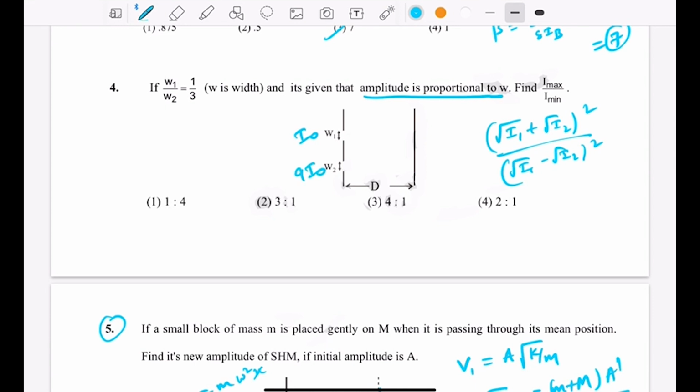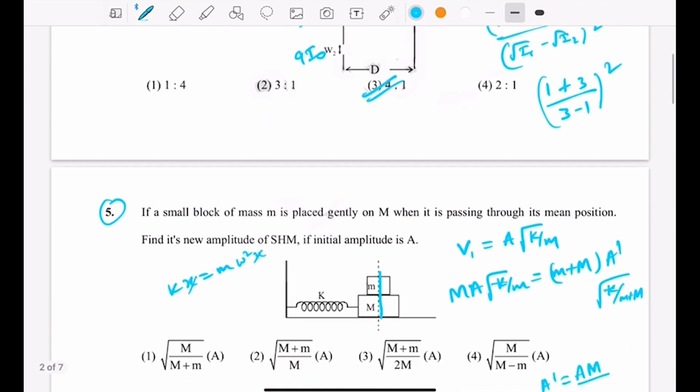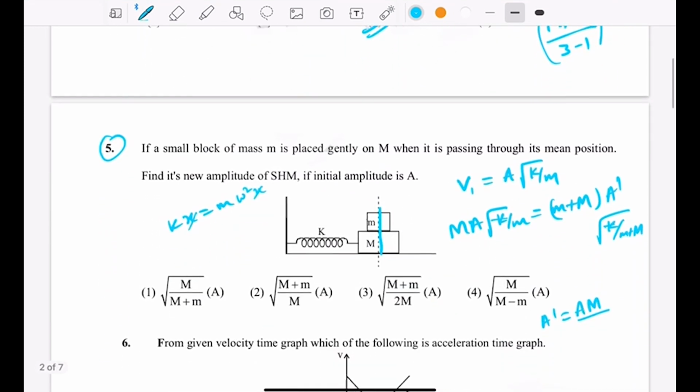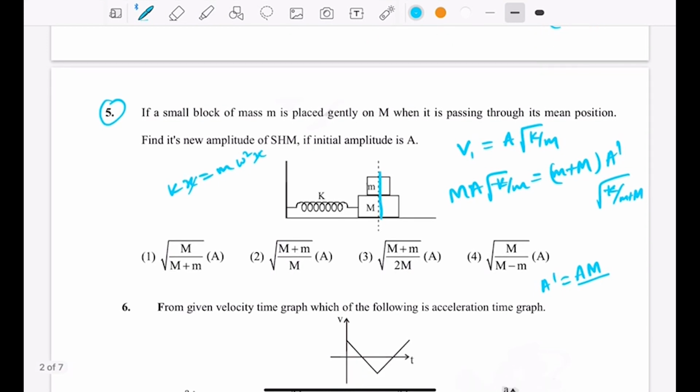Now if I write it, this will be 1 plus root 3, 1 plus 3, 1 plus root I naught. If I take common, 1 plus 3 divided by 3 minus 1, whole square. So it will be 4 by 2, 2 whole square. 4 is to 1. Next, if I go to this one, what happened here? Here I have missed something.